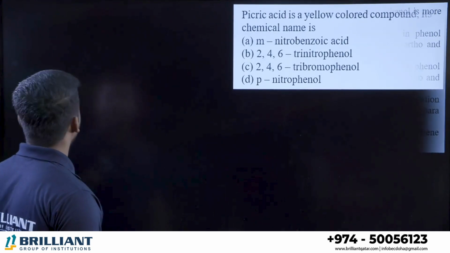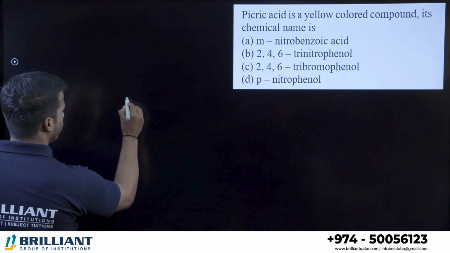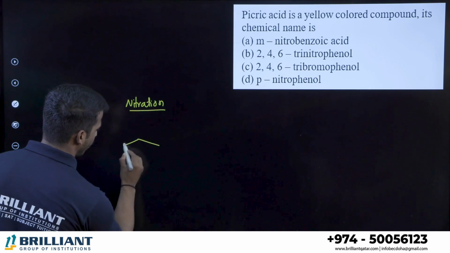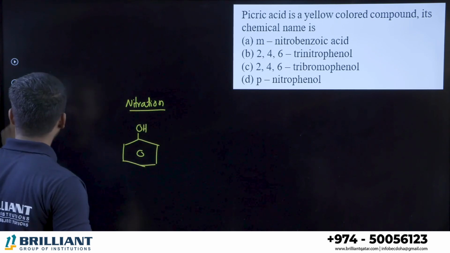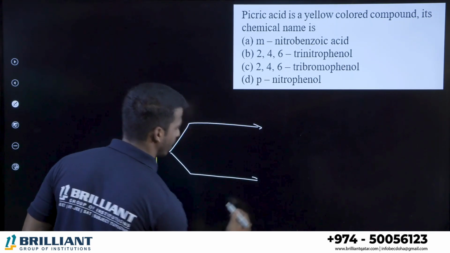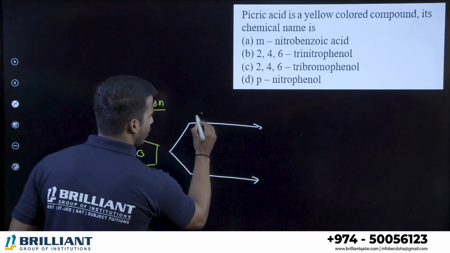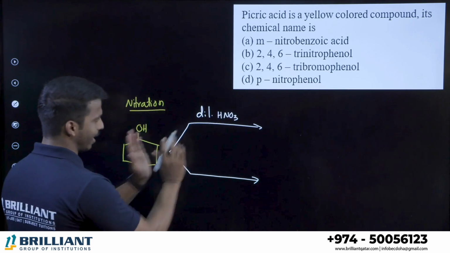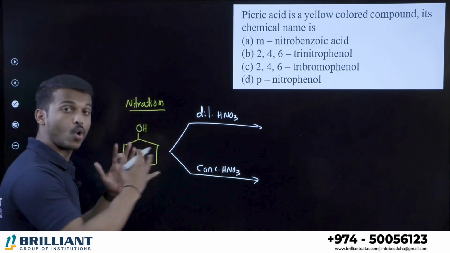Next question, dear all. Picric acid. You know what picric acid means, right? You may have studied that there are two types of nitration happening in phenol. This is called phenol. You can carry out nitration on phenol in two ways: one is mild nitration, one is strong nitration. First of all, we are using dilute nitric acid, and this is called weak nitration. And when we use concentrated nitric acid, this is called strong nitration.